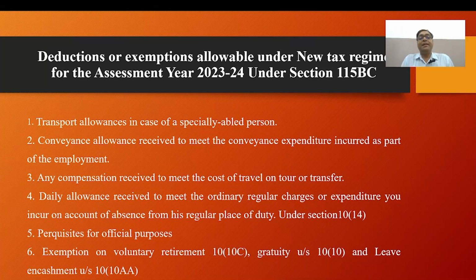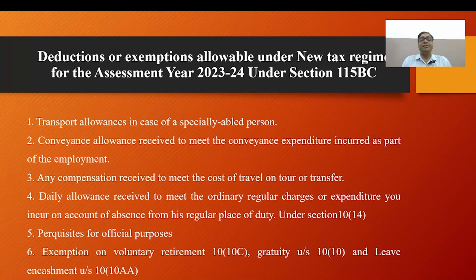Number two, conveyance allowance received to meet the conveyance expenditure incurred as part of the employment. Conveyance allowance is paid by the employer to employees only if company transportation facilities are not available. The maximum relief available is 1,600 rupees or 3,200 rupees per month. It depends on the nature of business, the situation and where you live, and which type of conveyance allowance applies.